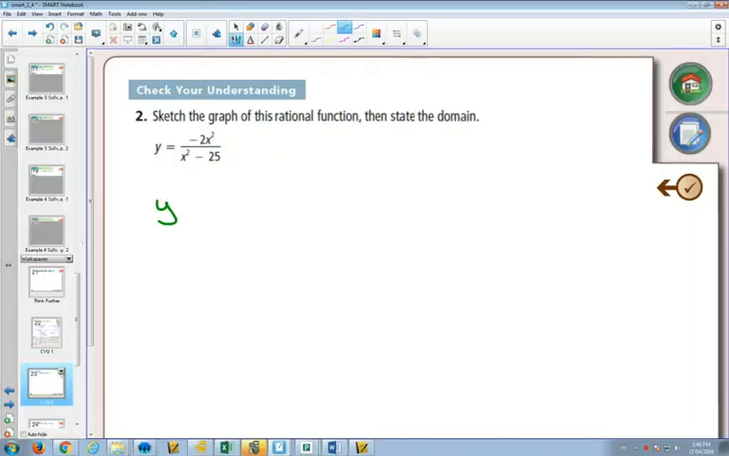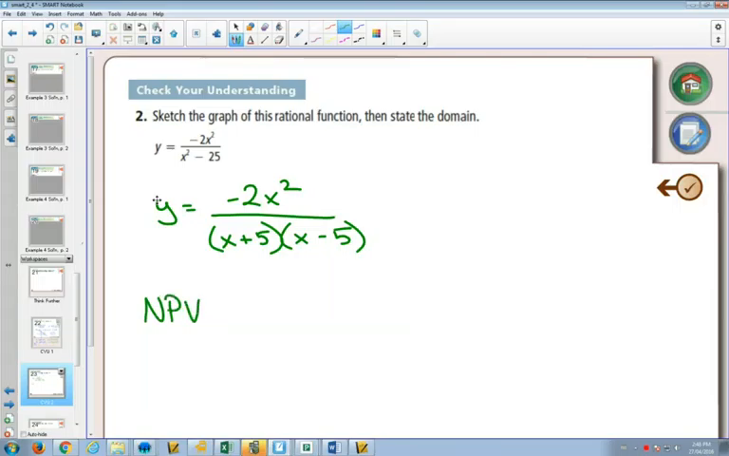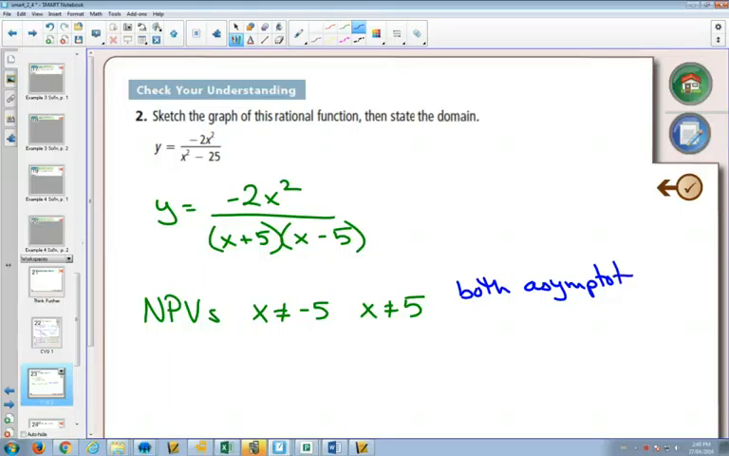So if we start by factoring this one, negative 2x squared on the bottom is a difference of squares, x plus 5 and x minus 5. We have non-permissible values. x can't equal negative 5 and x can't equal 5. Are they going to be holes or are they going to be asymptotes? In this case, since none of them cancel out, they're going to both be asymptotes.